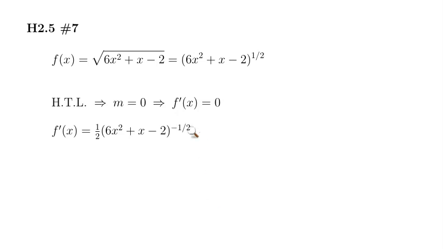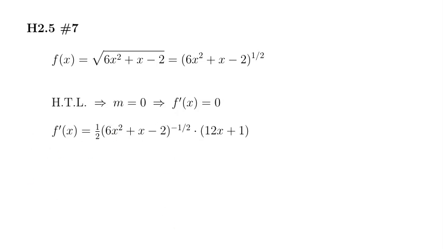Then since it's the chain rule, we still have to multiply by the derivative of the inside function. So the derivative of 6x squared would be, let's see, 2 times 6 is 12, so it's going to be 12x, right? And then the derivative of x is 1, so I'm going to put the plus 1. And then the derivative of negative 2 is 0. Actually, I'm putting a dot in the wrong place. I'm going to fix that. So we have that. This is the derivative.